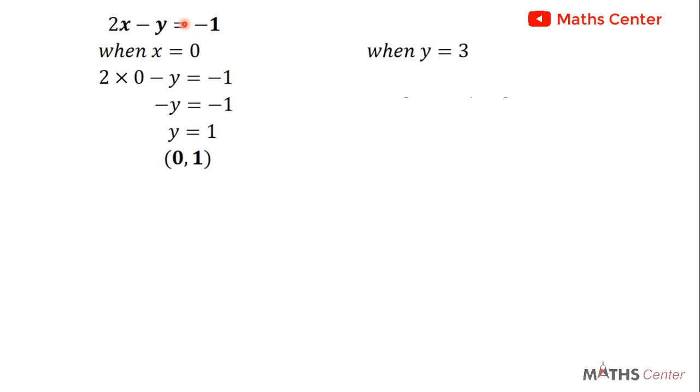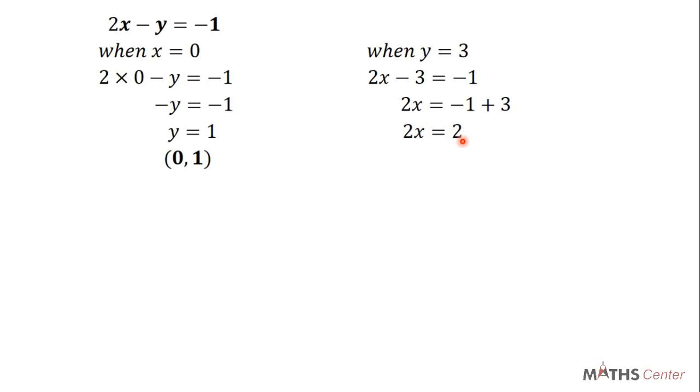I'm going to do another assumption. When y is equal to 3, what will be x? You have 2x minus y, with y now 3, equal to minus 1. This will give us 2x is equal to minus 1 plus 3. 2x will be equal to 2. If 2x is equal to 2, you divide both sides by 2, and x will give you 1. So that one too, we have the x coordinate to be 1 and the y coordinate to be 3. So for this equation too, I have found 2 points that fall on the line.